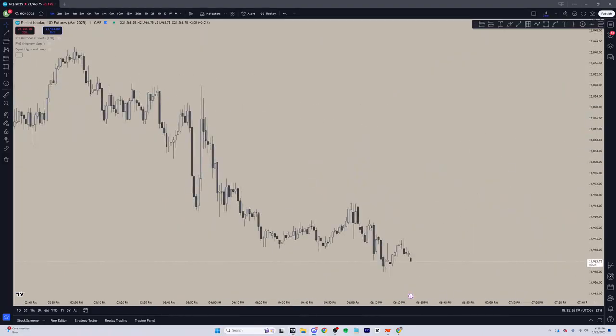Would you enter off the CISD without an IFVG? If I'm not confident in the trade with the IFVG, I can wait for the CISD and then enter. Yeah, that's usually something I do sometimes.